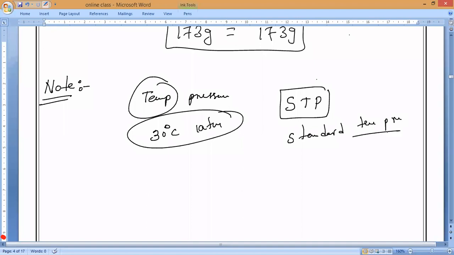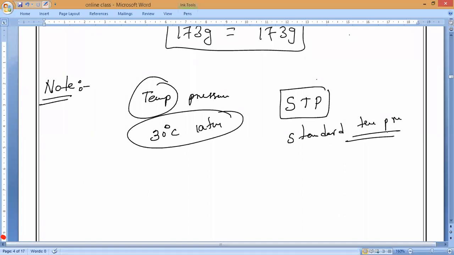Why am I saying this? This is a very, very important one. While balancing a chemical equation, you can understand how much volume of a given gaseous reactant will be required to produce a particular gaseous product, particularly when we are getting the products as a gas.